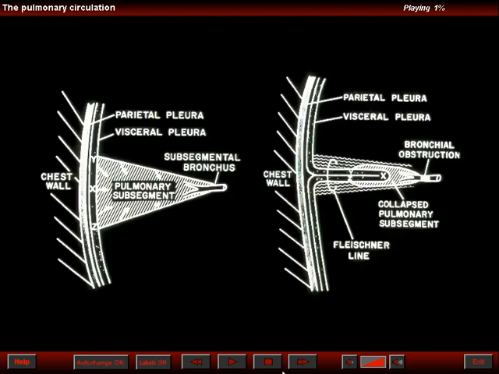This is a sketch which demonstrates the mechanism of the Fleischner line. Felix Fleischner was a giant in chest radiology, originally from Austria and practiced in Boston. And he described in pulmonary thromboembolism the frequency of discoid atelectasis. To your right, we can see evidence of the atelectatic segment and the presence of a bronchial obstruction. Now, the bronchial obstruction is not due to a mucus plug or from any other cause. It's the result of a bronchoconstriction.